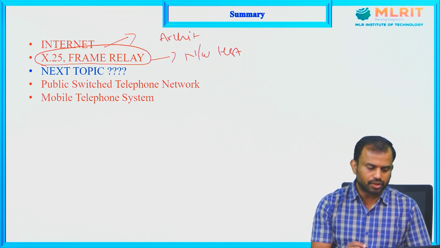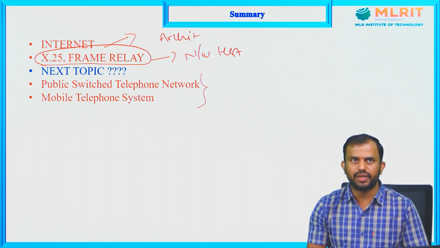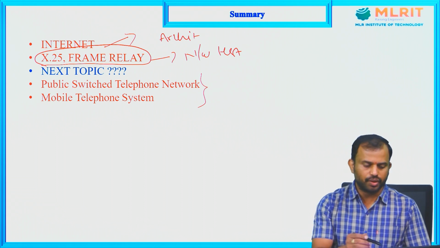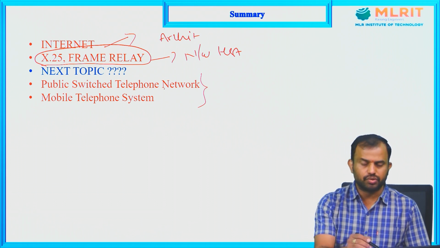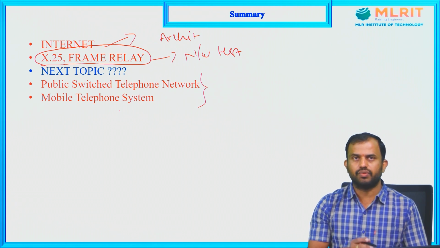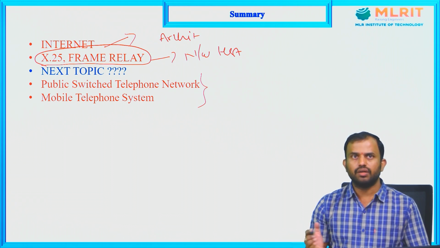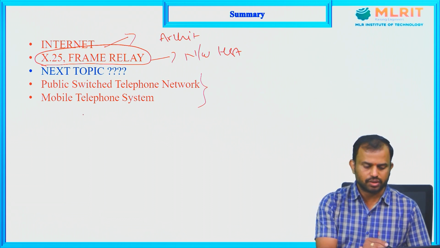In the next session, we will discuss in detail the public switched telephone network, PSTN, and the mobile telephone system. We will look at how the public switched telephone network developed and the stages of mobile telephone system development from 1G to 5G communication, what changes were implemented, and the architecture perspective. Thank you.